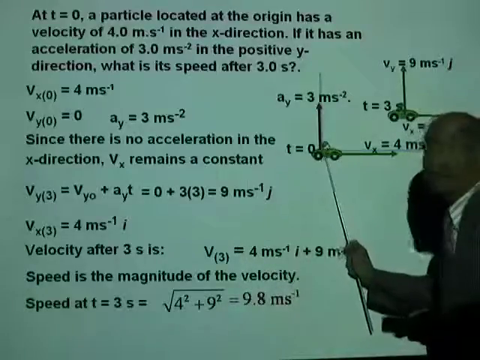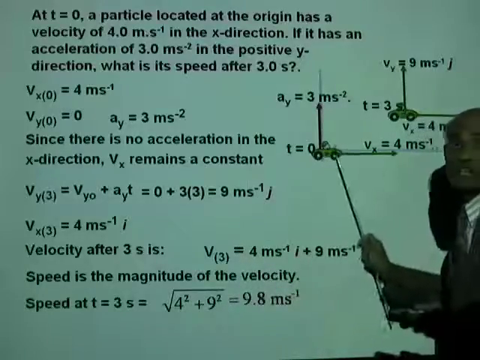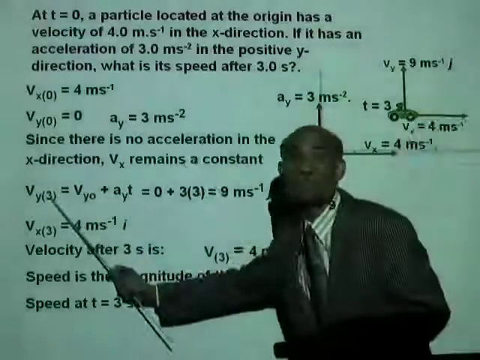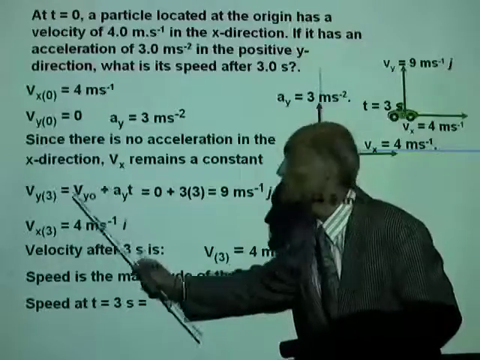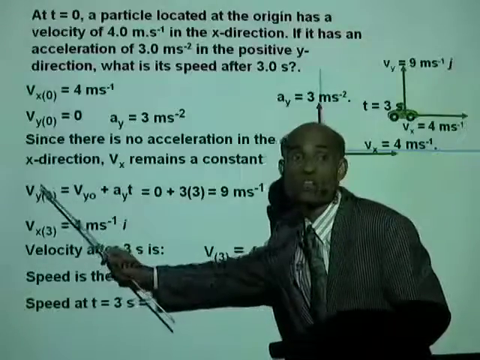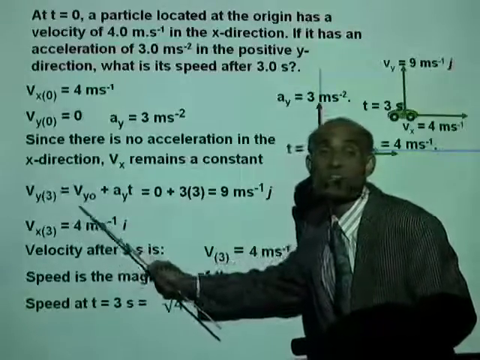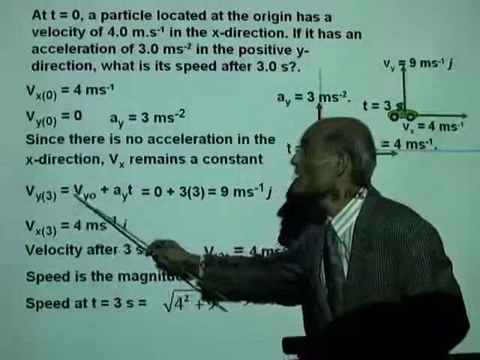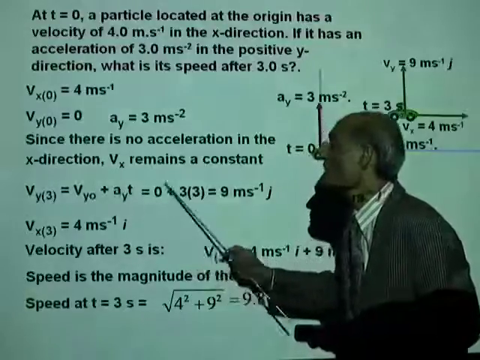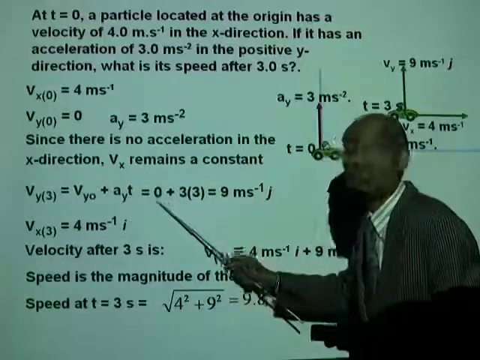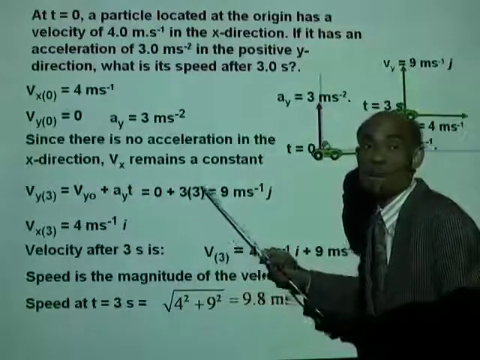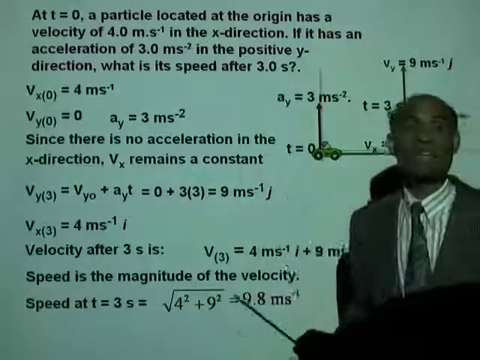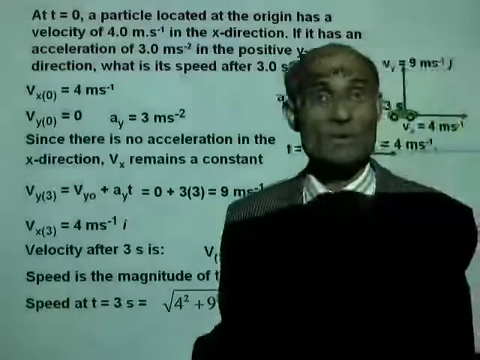The x velocity remains a constant. Y velocity, because there is an acceleration in the y direction, increases according to the equation v equal to v0 plus at. Vy equal to Vy0 plus at. Initial y velocity is 0 and the y velocity at the end of 3 seconds is 9 meters per second.